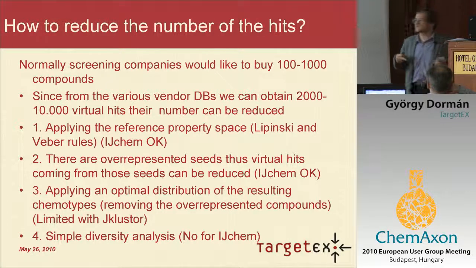The first was the one I mentioned, the reference property space. We defined the property space of the seed compounds, all the different Lipinski rules and Veber rules, and that was one filtering tool or concept. The second: we found that certain seed compounds were overrepresented, and the virtual hits coming from those seeds can be reduced. So a sort of even representation is more optimal. The third is applying the optimal distribution of the resulting chemotypes. At the moment, we had difficulties defining the chemotypes in the resulting set, but sooner or later it will be solved, hopefully by the optimized version of the libMCS. And finally, a simple diversity analysis would be required.